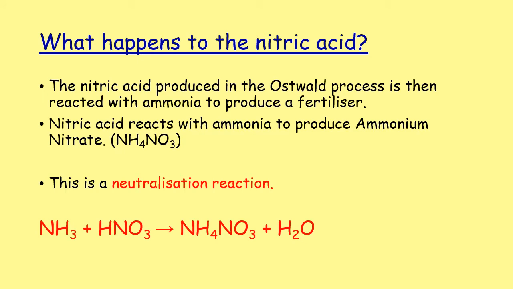So what happens to the nitric acid? Well, nitric acid produced by the Ostwald process can be reacted with ammonia to produce a fertilizer. So if nitric acid reacts with ammonia, it can produce ammonium nitrate, NH4NO3, and that is a fertilizer that is high in nitrogen. The reaction between ammonia and nitric acid is a neutralization reaction. It is an acid-base reaction. We have acid plus alkali producing salt plus water.